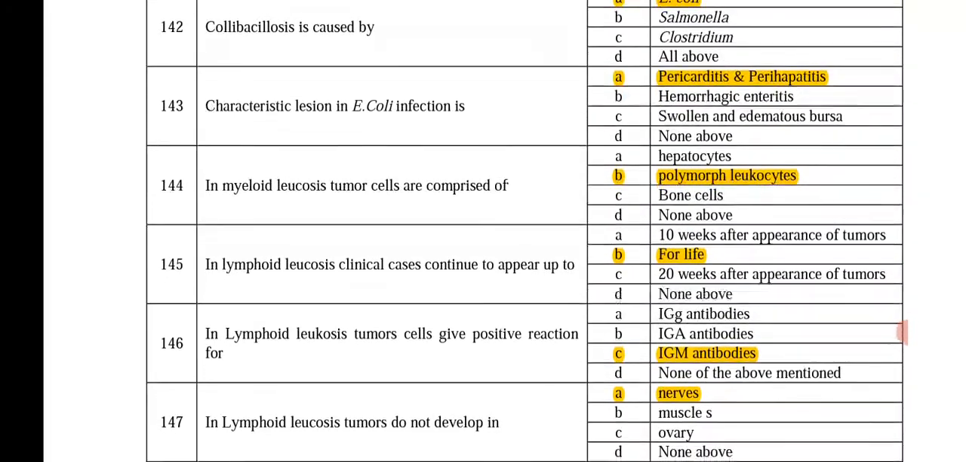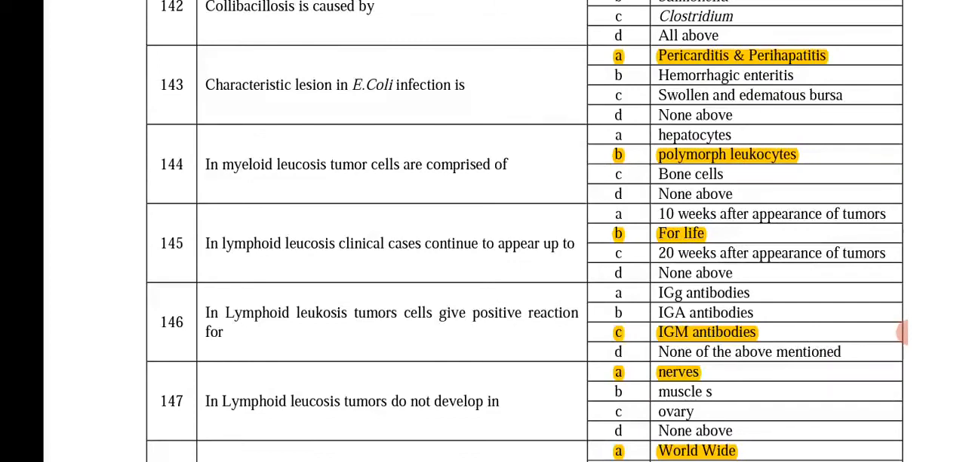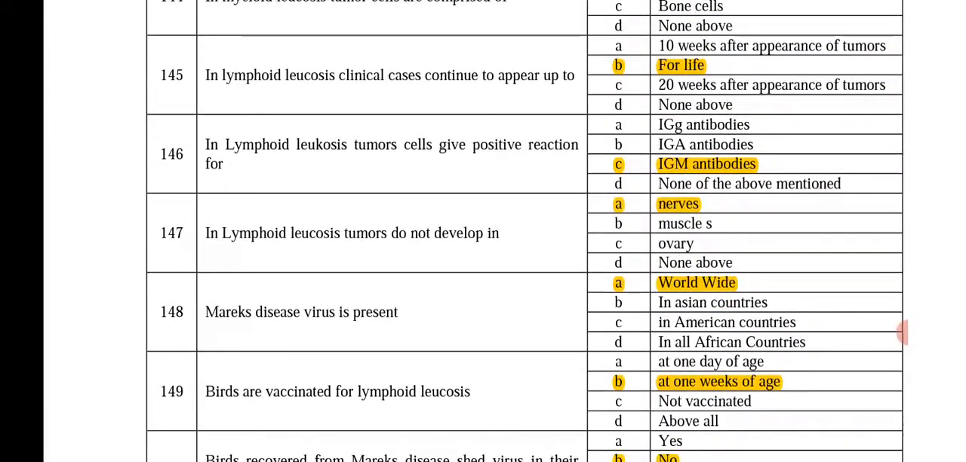In myeloid leukosis, tumor cells are comprised of polymorph leukocytes. In lymphoid leukosis, clinical signs continue to appear up to the end of life. In lymphoid leukosis, tumor cells give a positive reaction for IgM antibodies. In lymphoid leukosis, tumors do not develop in nerves.